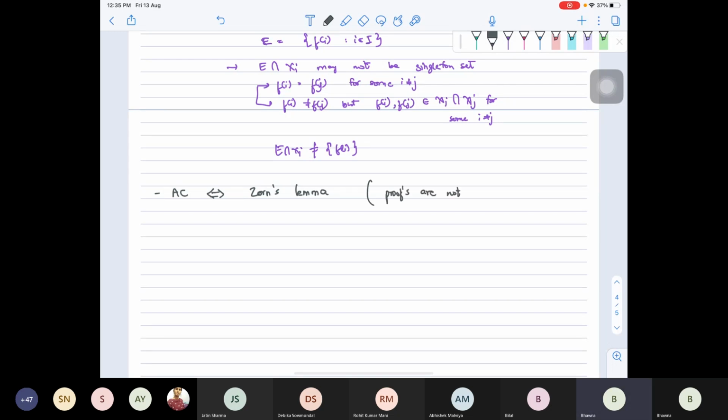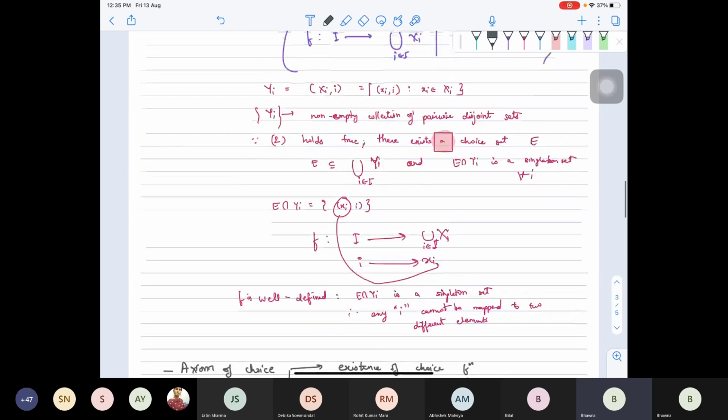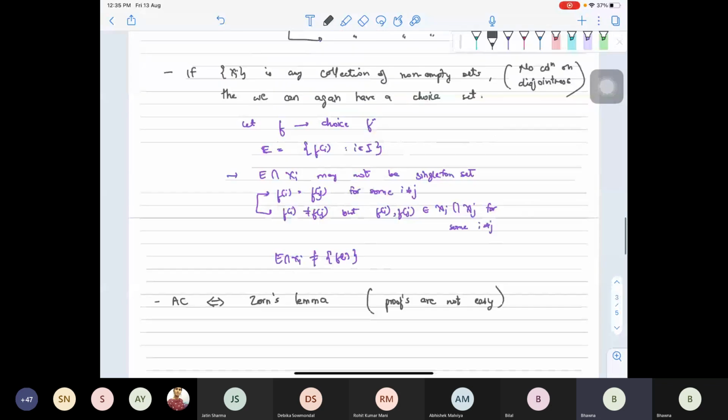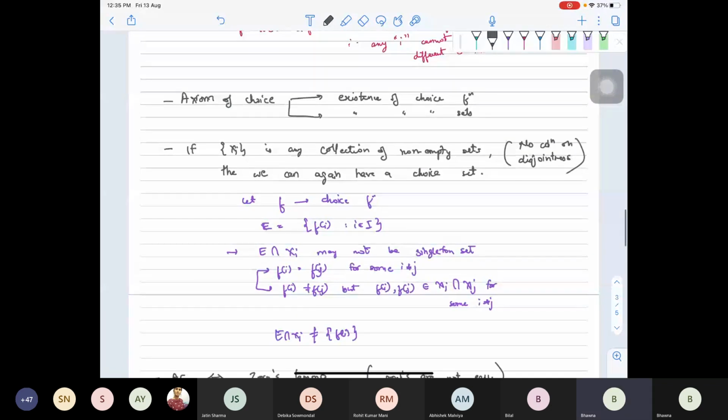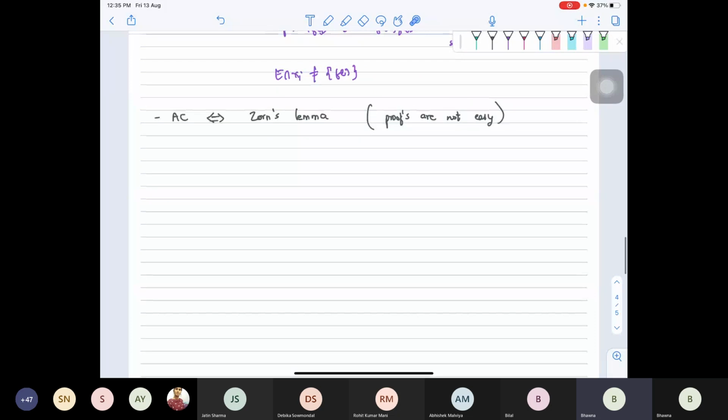So therefore I'm just time and again stating these facts. The proofs are not easy. But the proof of these two equivalent formulations was quite possible, so therefore I used this one. Some proofs are not easy, but it is important to know the fact that both of them are equivalent.